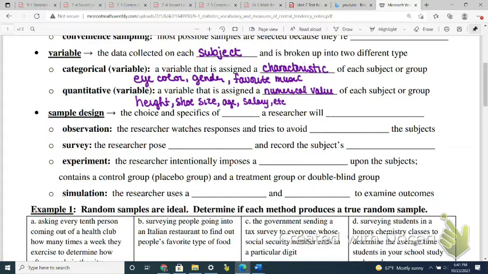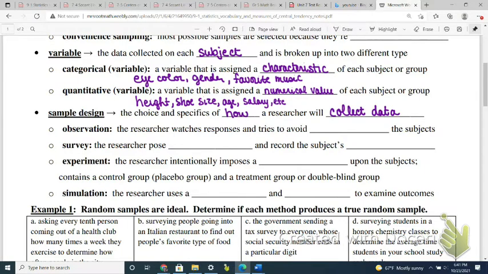So if we want to get some statistics and find some information about a population, we have to decide how we are going to get that data. So that is where sample design comes into play. This is the choice and the specifics of how a researcher will collect data. And there are 4 different things that we're going to look at.